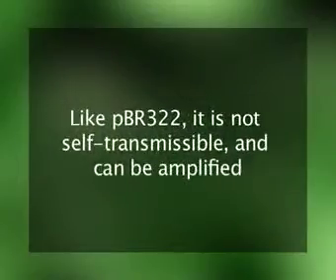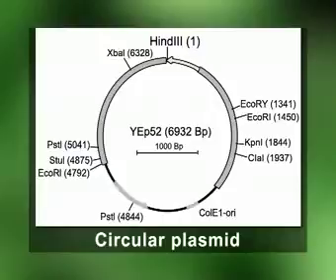Insertional inactivation of one of the antibiotic resistance genes facilitates the recognition of strains carrying plasmids with cloned DNA fragments. Like pBR322, it is not self-transmissible and can be amplified. It has been a very popular cloning vector since it is compatible with the ColE1 derived plasmids of the pBR322 family and can therefore be used in complementation studies.